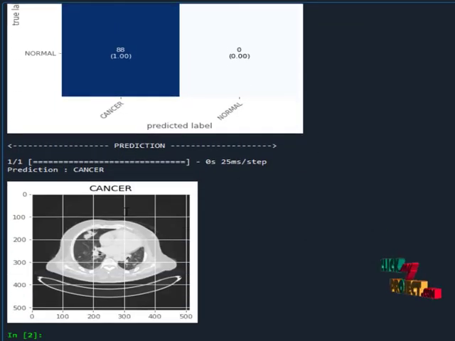At last, prediction. This is the prediction model. Here we are going to select our own data as an input to our trained model, and then we are going to check whether it is in the category of cancer or normal.